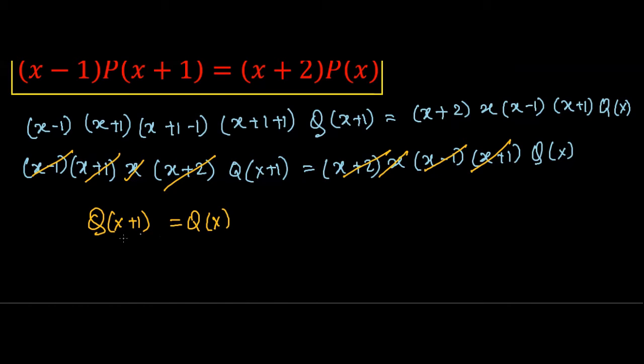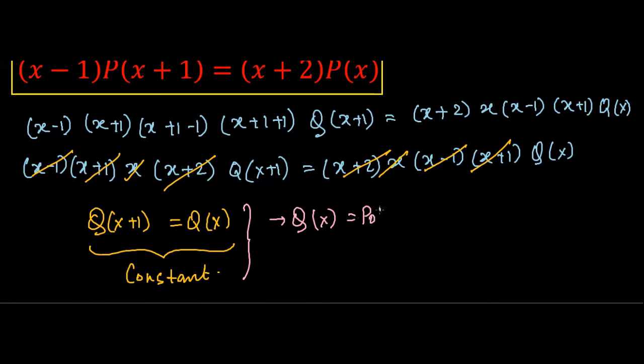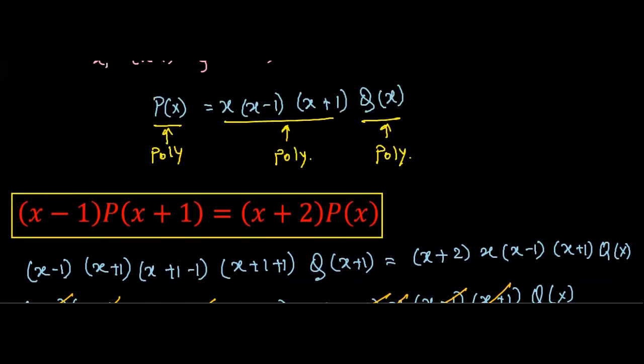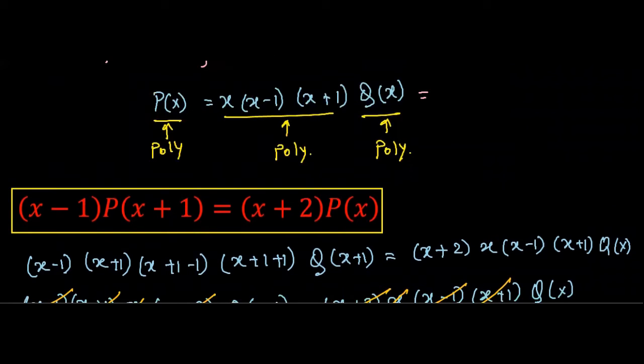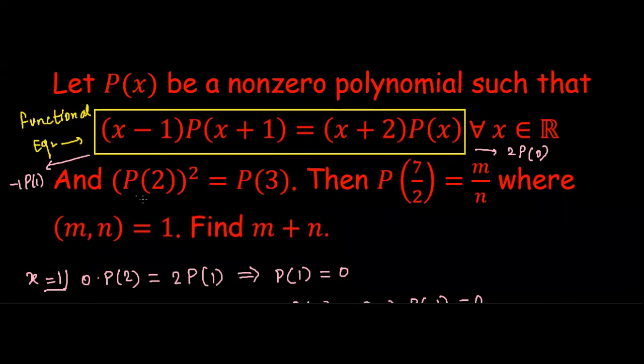So from here, we can say that q of x must be a constant because q of x is a polynomial, and a polynomial is only periodic if and only if it's a constant polynomial. So q of x is equal to some constant c. So p of x, that was the initial form, is equal to c times x minus 1 times x plus 1. So we just need to find the value of c. How can we find the value of c? We can find it by using this relation over here.